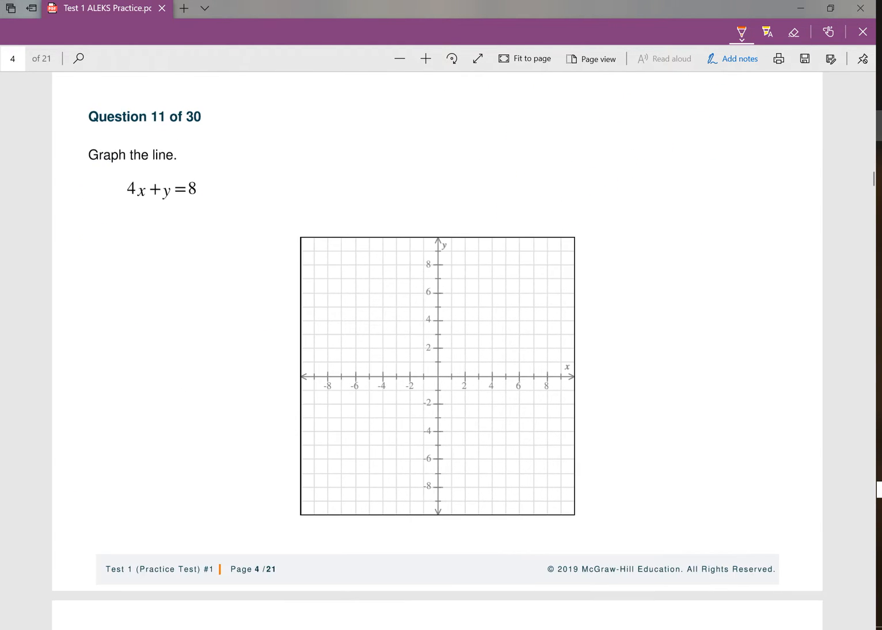The next one is graph the line. First thing you're going to do is write it in slope-intercept form. So subtract the 4x on both sides. So this leaves you y equals negative 4x plus 8. Alright, and so that means that when x is 0, y is 8. According to this, I'm going to go 1, 2, 3, 4 down and over 1. And so this should look like a straight line as such.